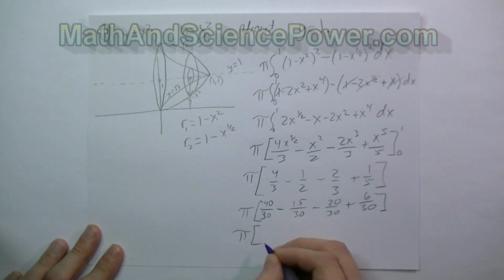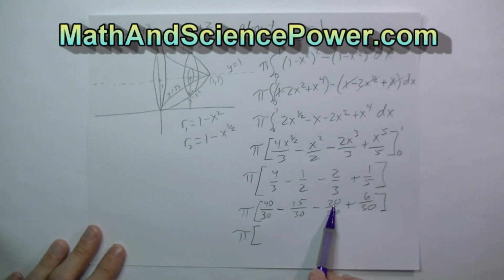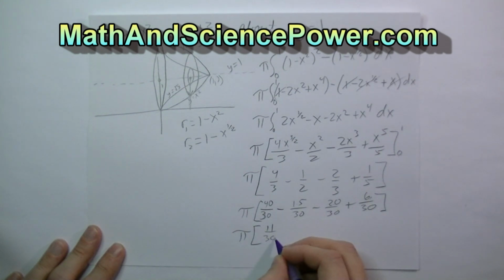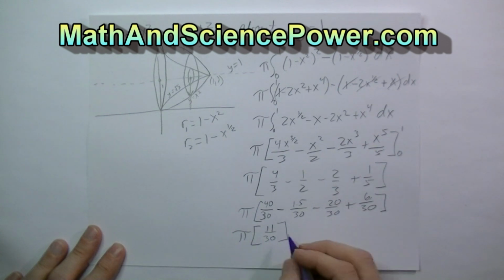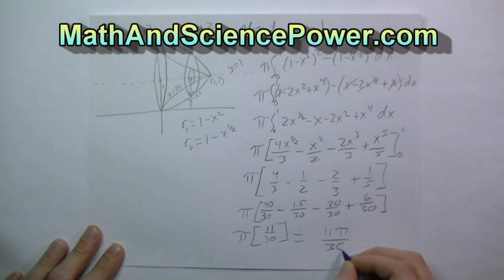Okay, so 40 minus 15 is 25, minus 20 is 5, and then plus 6 is 11. So 11 over 30. And that doesn't reduce anymore, so the answer is 11 pi over 30.